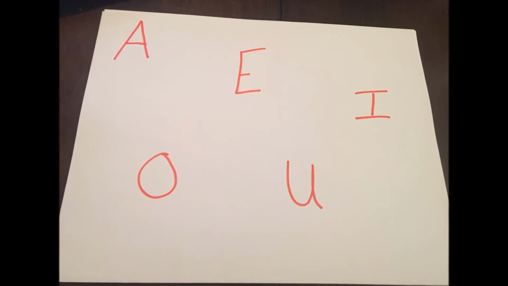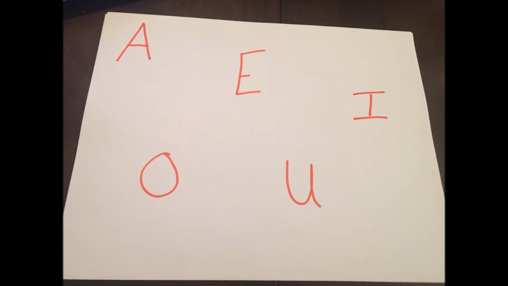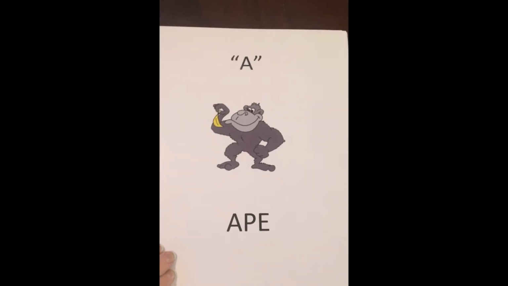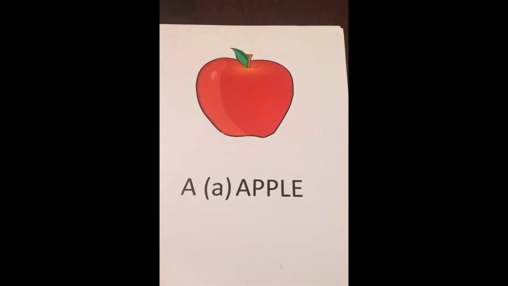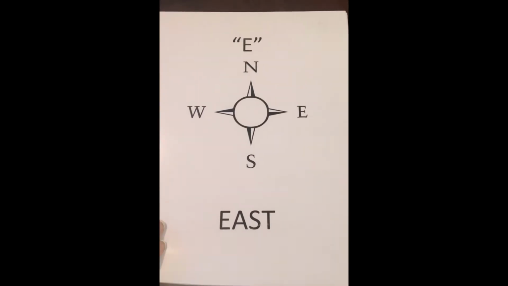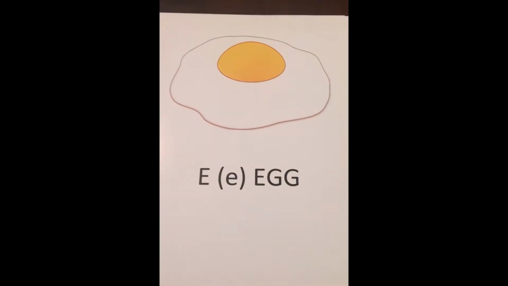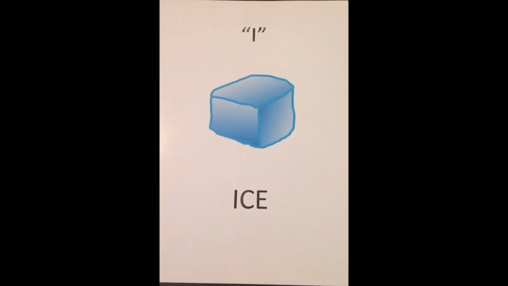In case your student forgets what sounds vowels can make, we're going to go over what those sounds are. A can say its name in words like ape. In words like apple, A says ah instead. E can say its name in words like east. In words like egg, E says eh instead.